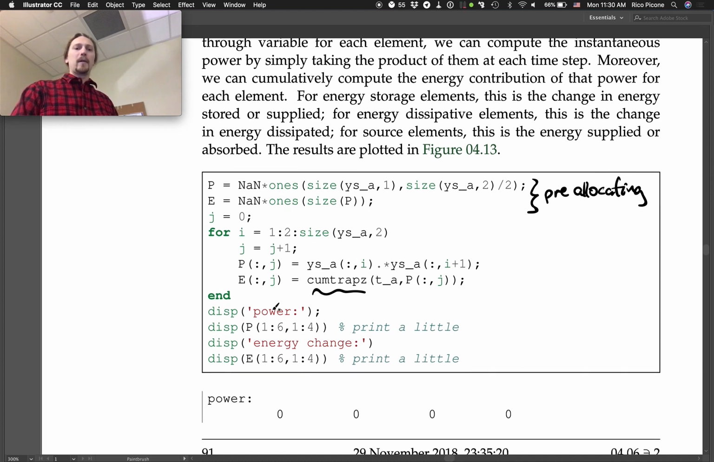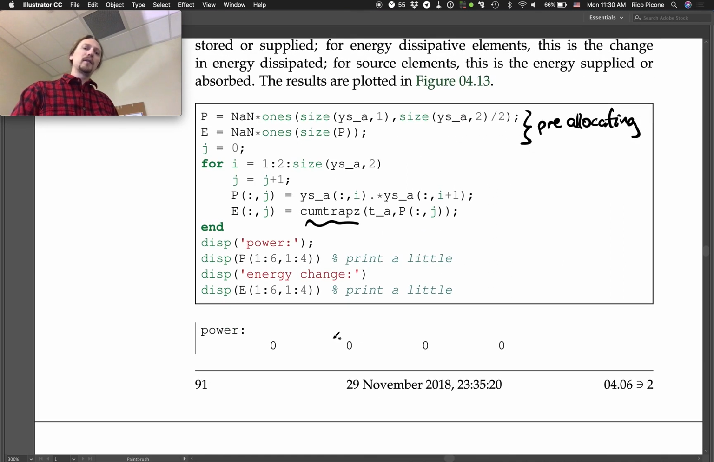So power and energy change. I print off a few values, but really what we want to do with this is plot it. I left the plotting code out of the PDF, out of the notes, because the plotting code gets long and it's mostly just formatting stuff. But it is included in the source that I will upload to the website.